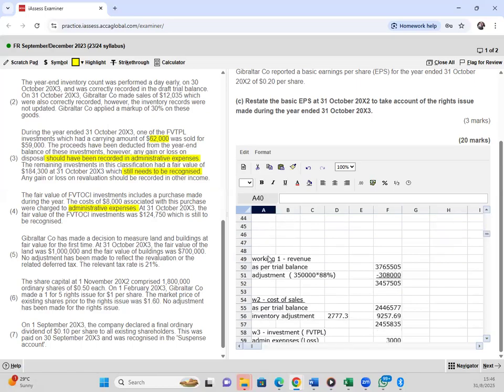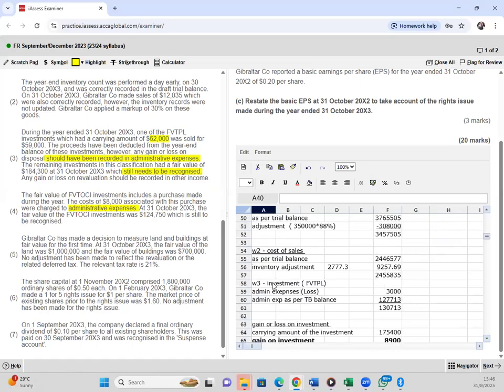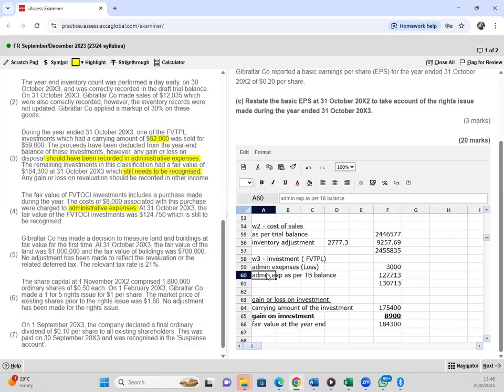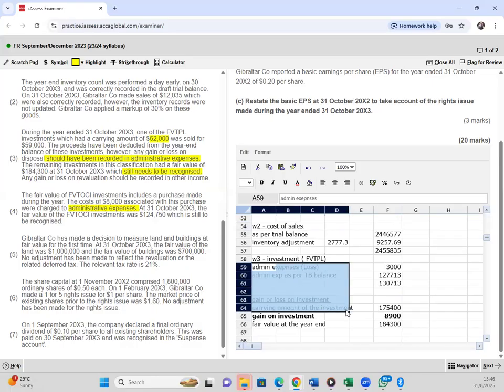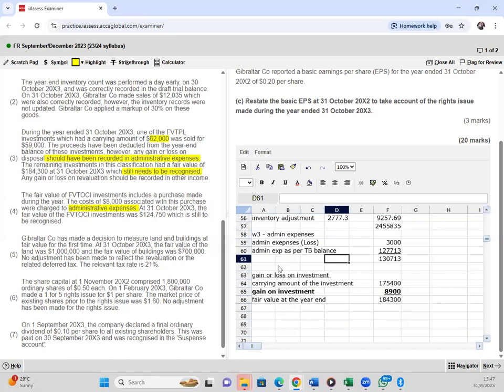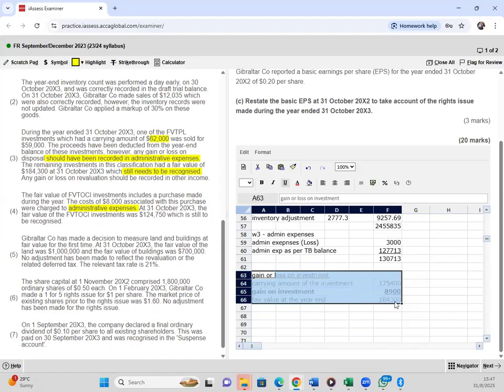So our admin expenses have to be adjusted. Let's go to our admin expenses calculation. I think there is a need to make an adjustment here. Instead of calling it investment, I would say admin expenses. So let's call that one admin expenses. We have another additional item on the admin expenses.